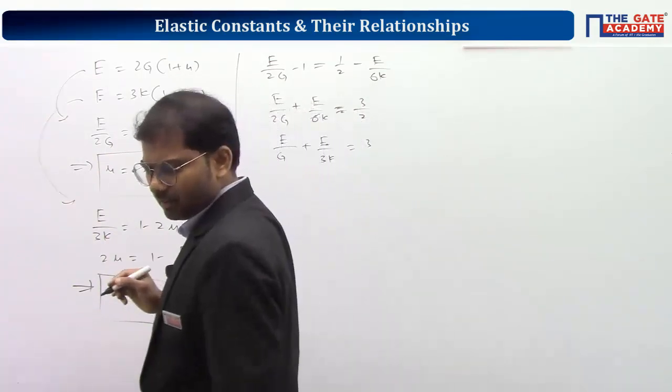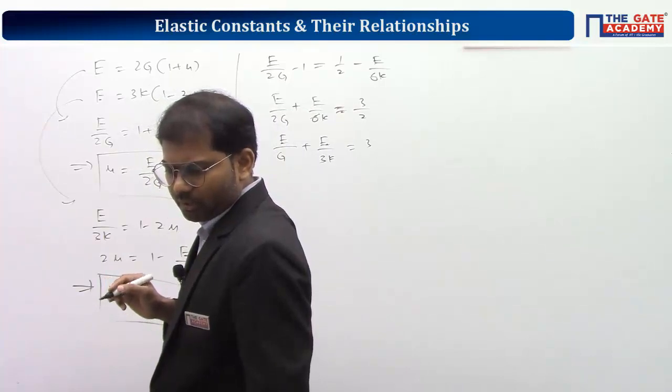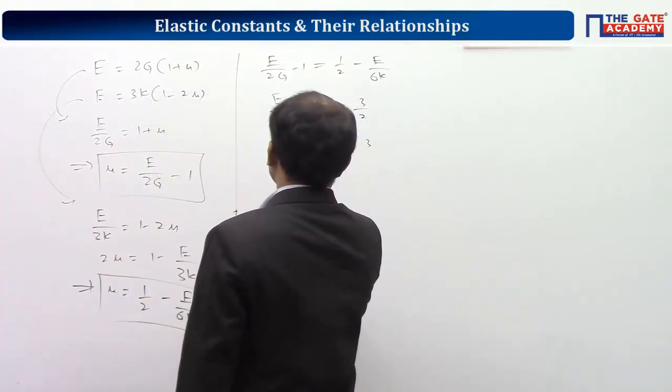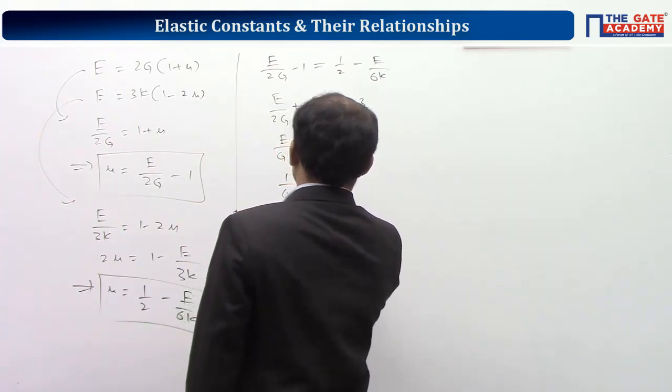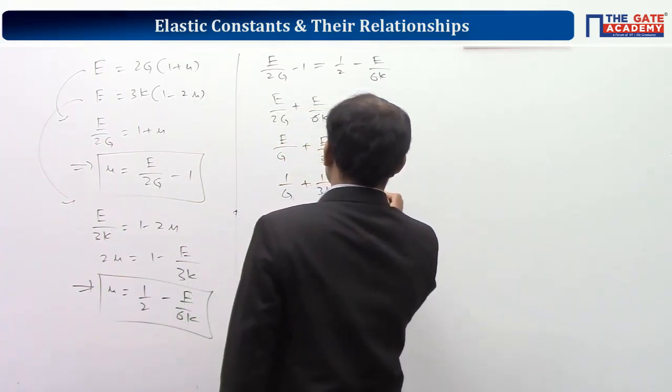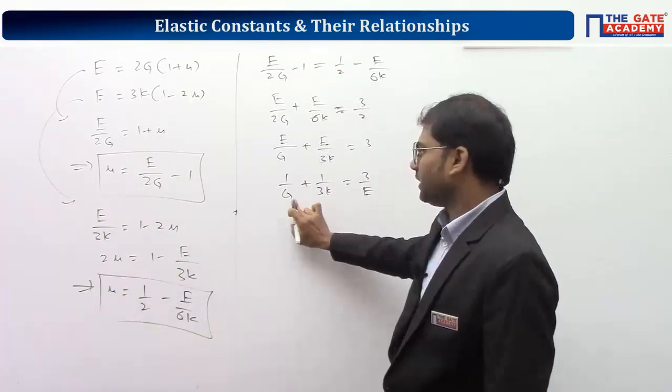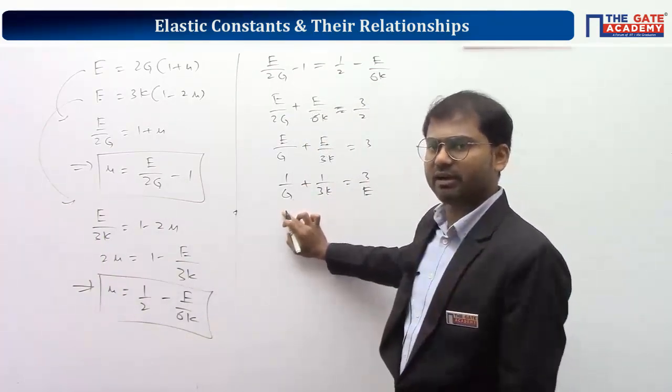In this one, E is having 1, so E should be taken that side. E is the denominator there. So 1 by G plus 1 by 3K is equal to 3 by E. So if you are having 3 over Young's modulus on the left side, we have the other expression on the other side of the equality sign like this.